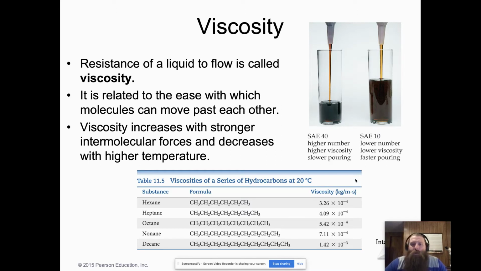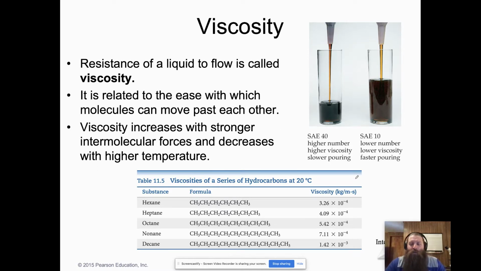Viscosity is the measure of resistance to flow. So high viscosity is high resistance to flow. Low viscosity is low resistance to flow. Okay, so water would be less viscous than molasses. That's a way to think about it. We often use viscosity in order to rate oils that we might use in an engine. So if you see like SAE 40 or SAE 10, the 10 is the viscosity number. And so that lower viscosity number means it's going to pour faster.